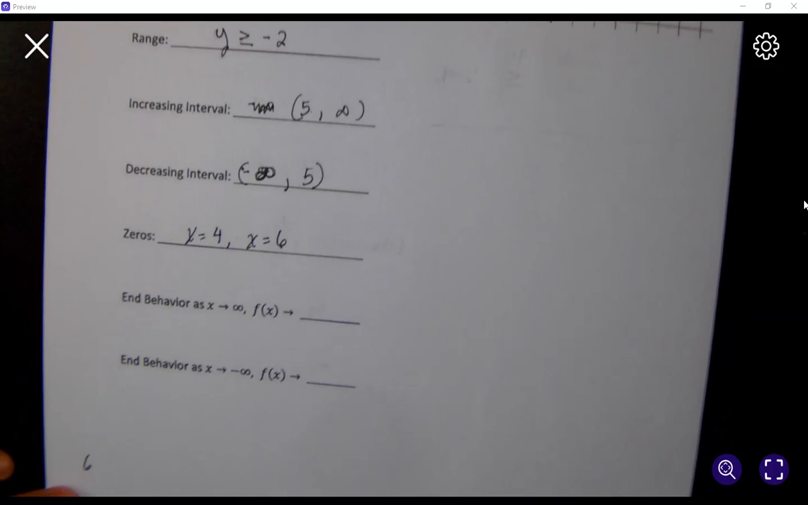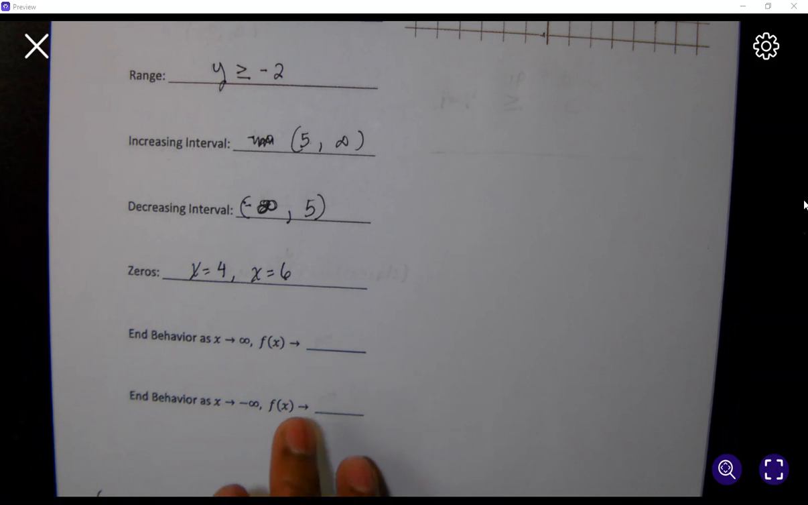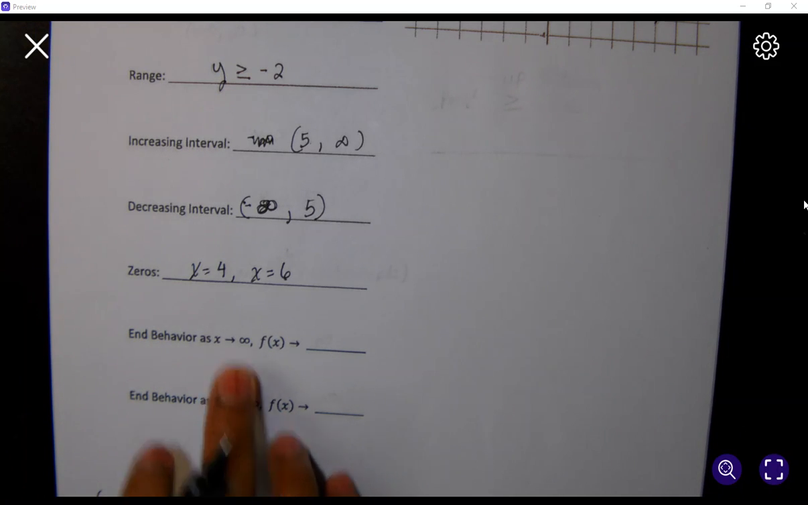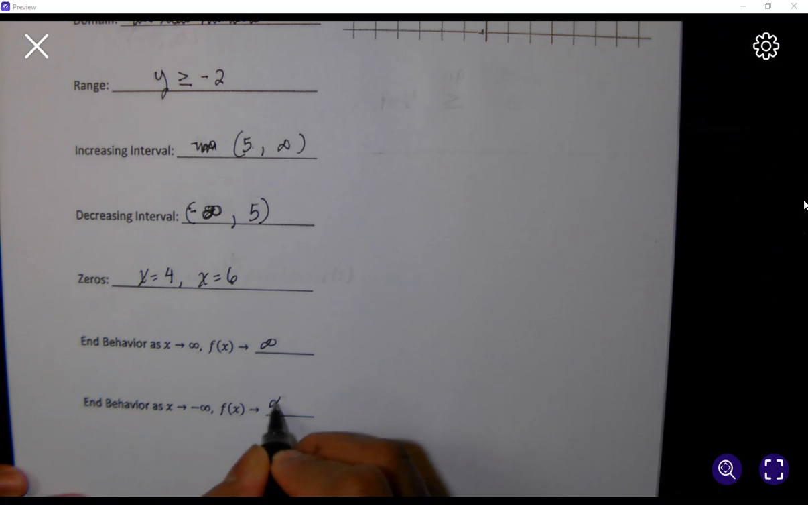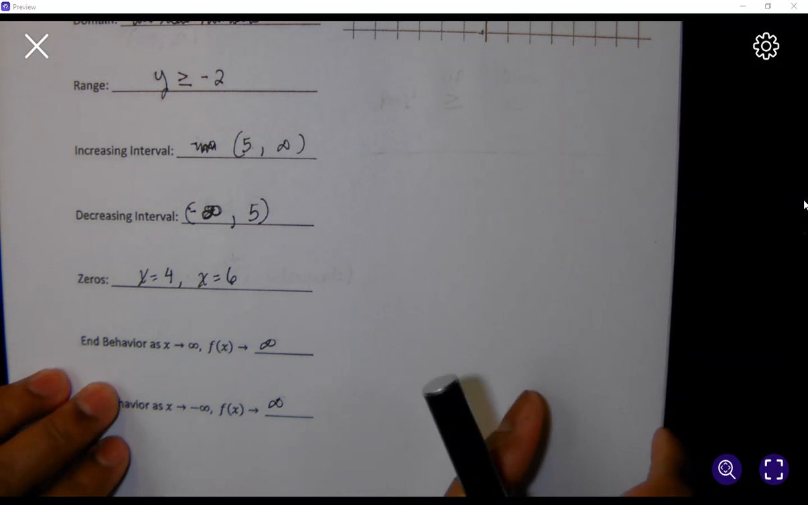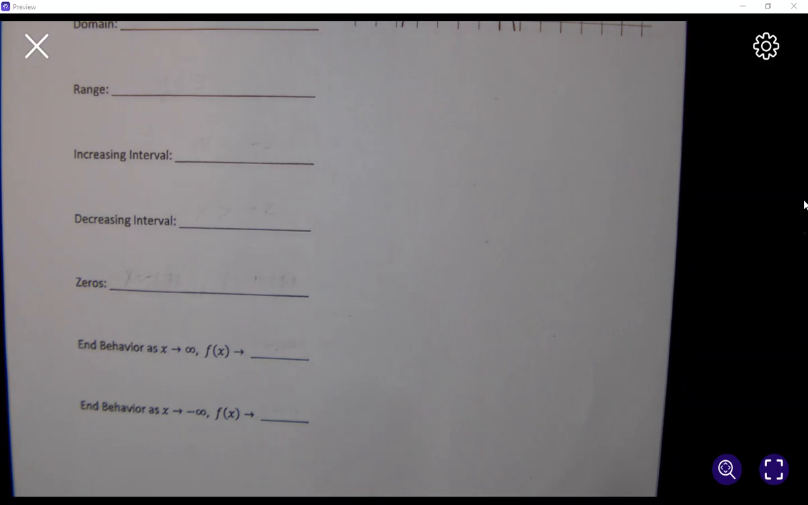Now the end behavior is talking about what your function is doing as far as f(x) going to +infinity and -infinity. On both sides, they both are going up. So we're going to say +infinity, +infinity. Okay, let's try the next page.